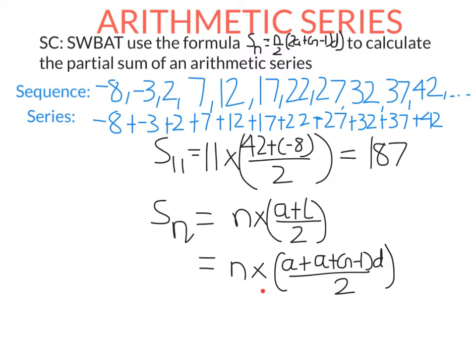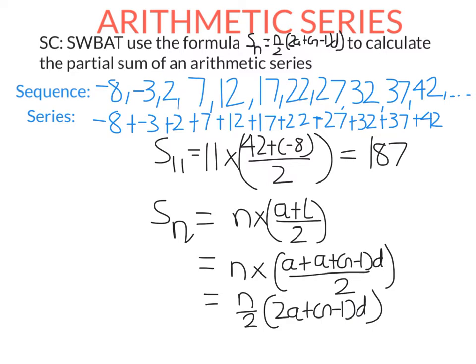It doesn't matter if I move the 2 over here, I can just rewrite this as n over 2 times, of course, a plus a is 2a, plus (n minus 1)d. That is how I get the formula for the partial sum of an arithmetic series.